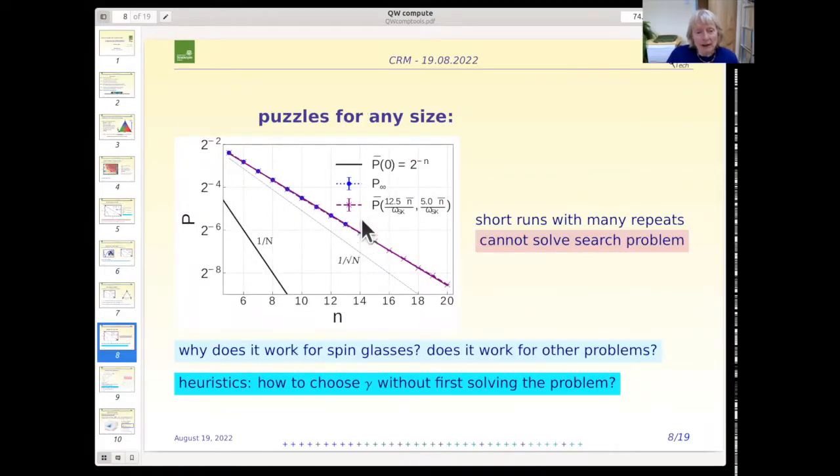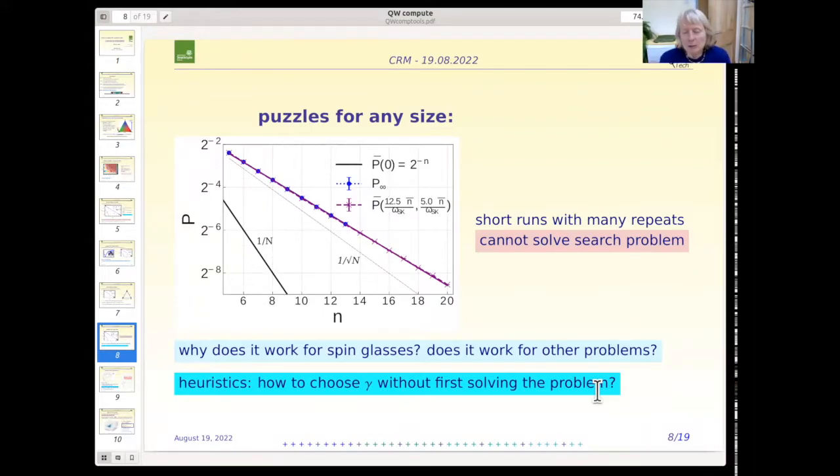Now let's look at puzzles for any size. So the way we're solving the spin glasses, we're doing short runs, just polynomial in n, so logarithmic in 2 to the n, and then doing many, many repeats. Now, this strategy cannot solve the search problem with a quantum advantage. It does not work to do this for search, but it does for the spin glasses. So why does it work for spin glasses? Does it work for other problems? And then after that, I will look at the heuristics, how to choose the parameters that you need without cheating, without having to first solve the problem that you then want to use the quantum computer for.